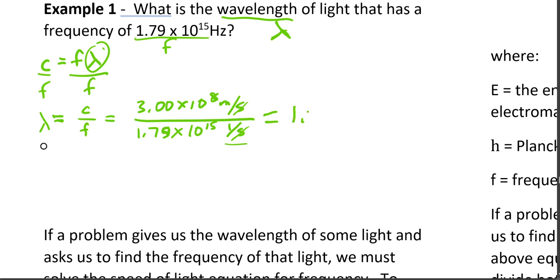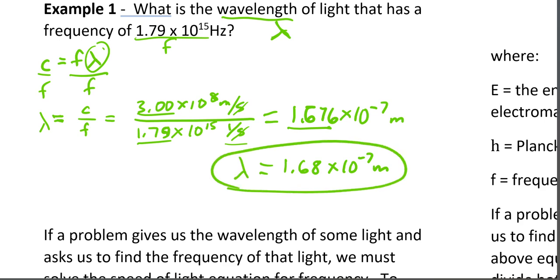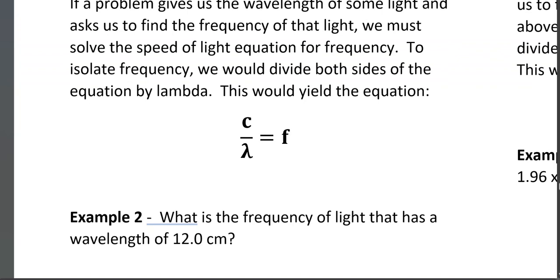My calculator said something like 1.676 times 10 to the minus 7th, and that would be meters. Of course, I can't keep 4 sig figs here because there are only 3 in this number and 3 in that. So my answer should be 1.68 times 10 to the minus 7th meters. That's my wavelength. Okay, let's move on to a different problem.